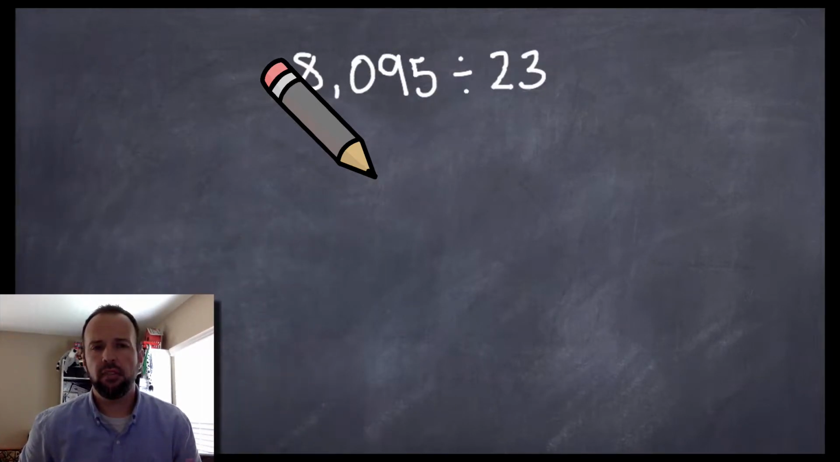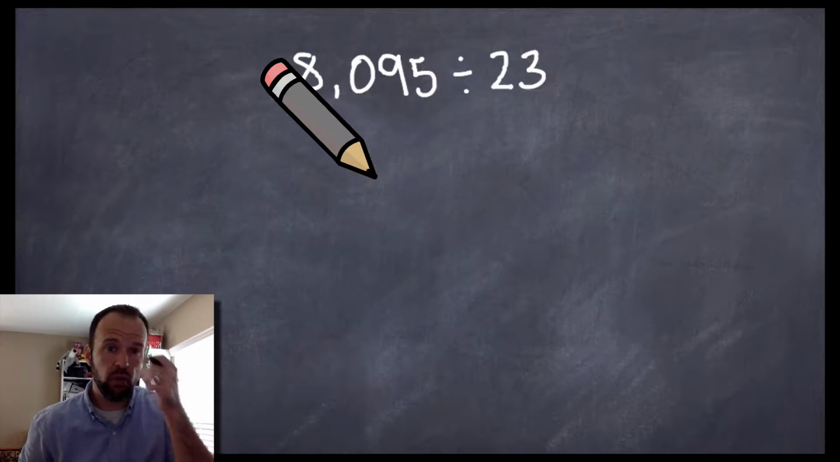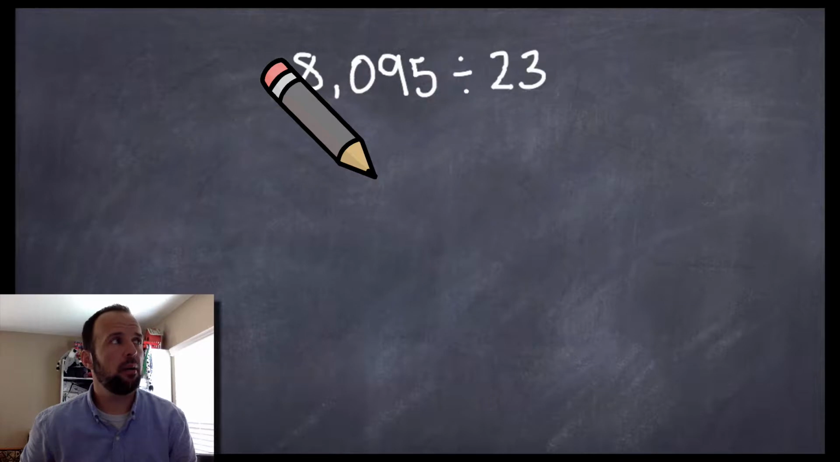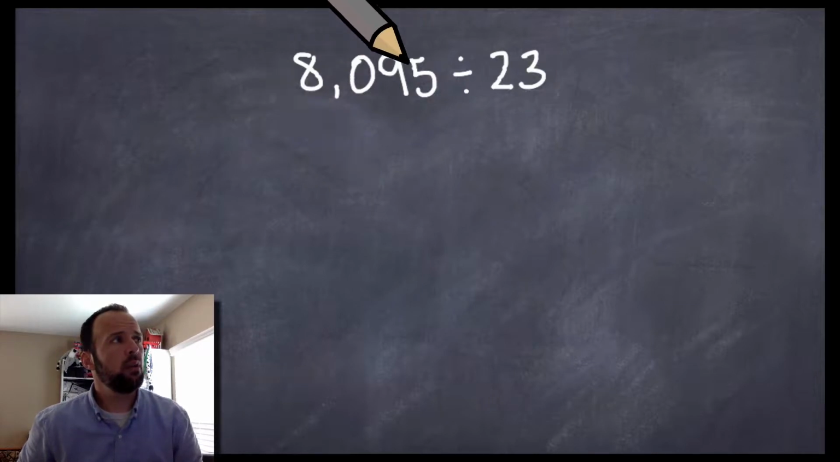Alright guys, let's take a look at this problem here. I have 8,095 and I'm dividing that by 23. I have these two numbers here, and again, we're going to use rounding to help us make an estimate as to what our quotient, our answer to this problem, will be. Looking at these two numbers, I have my dividend and my divisor.